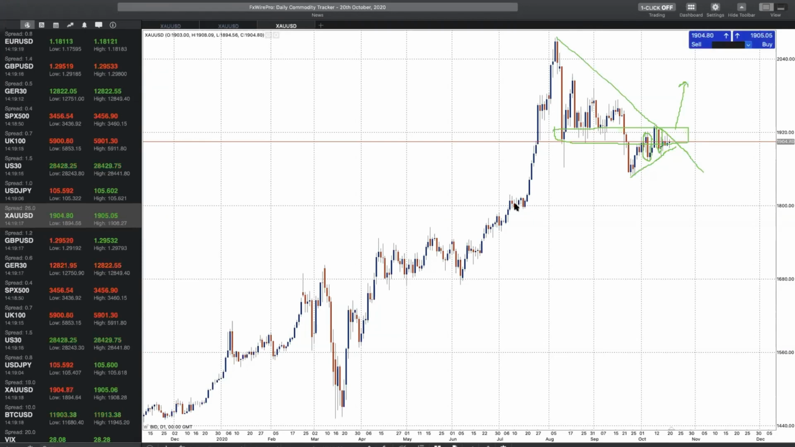Perhaps that could happen before the outcome of the elections is announced. If so, we could see gold rise back towards the 2000 level at least. But from a bearish point of view, you want to see a break below this trend line here, and a close below the lows of those candles. That would be bearish, in my view, to take us down to this level here.